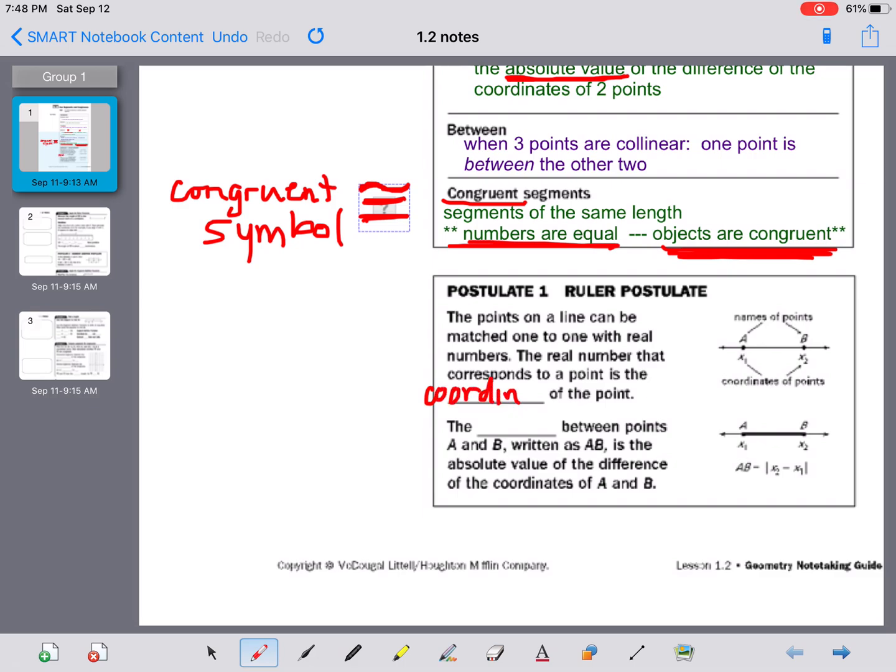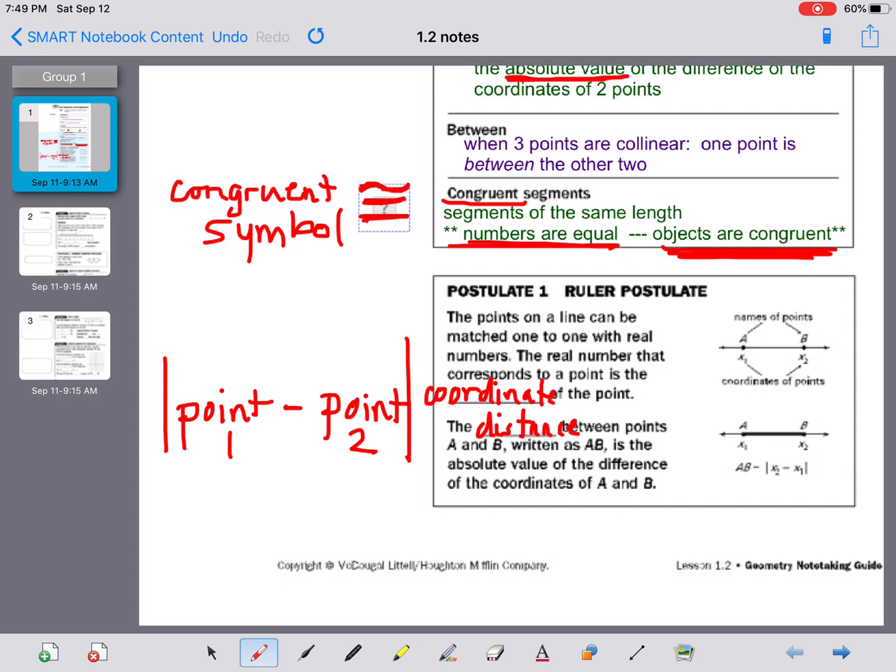See if I can fit it in this space. Coordinate of that point. And the distance between 2 points A and B, written as AB, is the absolute value of the difference of the coordinates of A and B. Okay, so what this is kind of saying is if you take point 1 and subtract it from point 2, or subtract point 2 from it, I should say, and take its absolute value, you'll find how far between the 2 points they are.